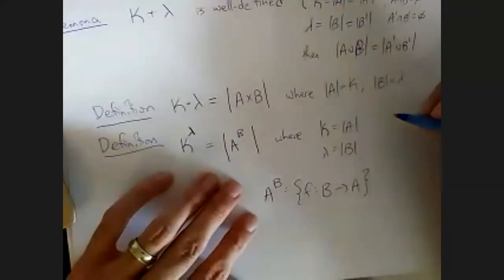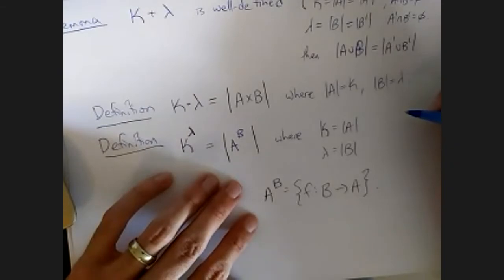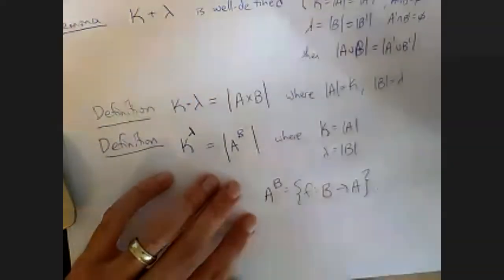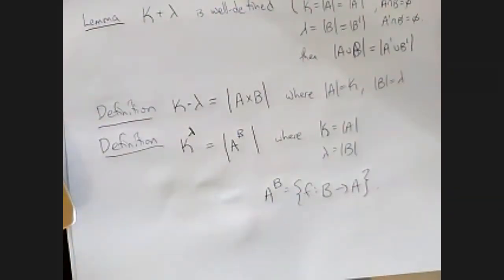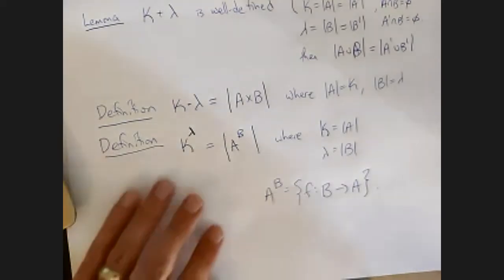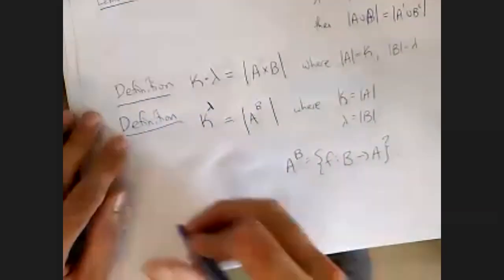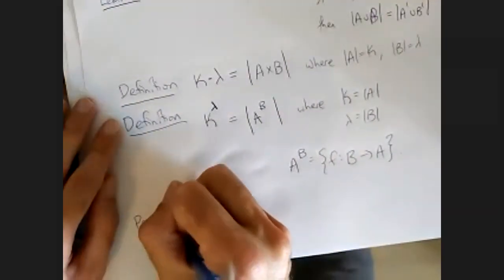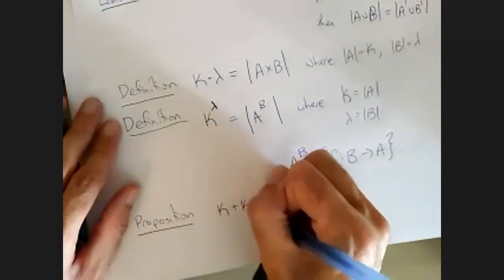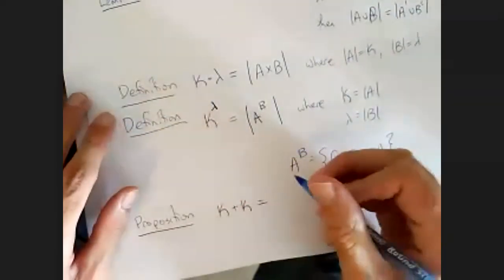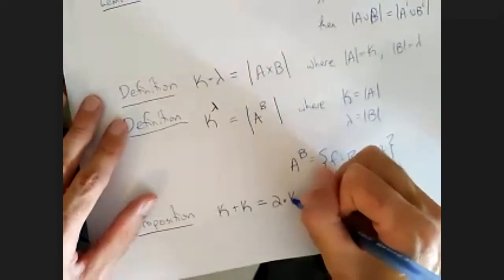And then we can prove all kinds of inequalities and results about cardinal numbers. I just want to do two simple ones today and then maybe wrap things up on Wednesday. So one simple thing we can do, you can say that kappa plus kappa is equal to 2 times kappa.